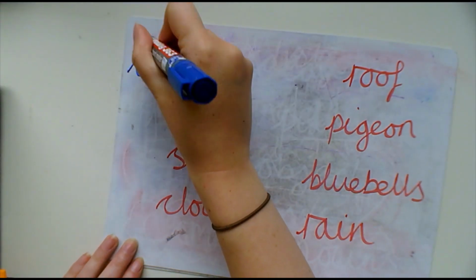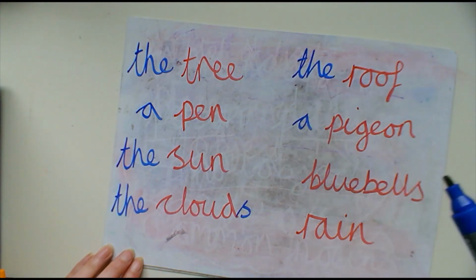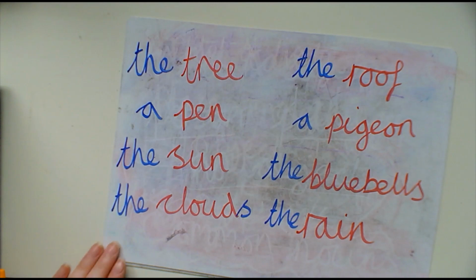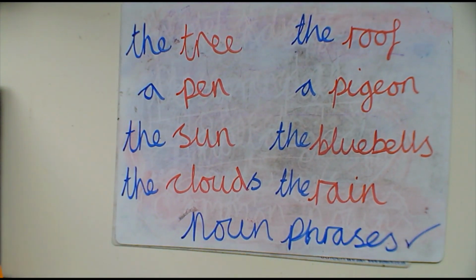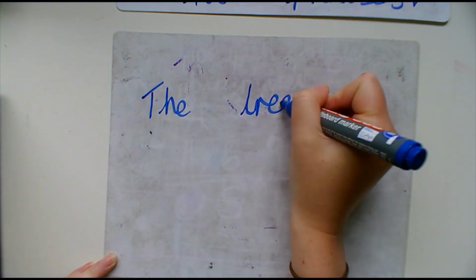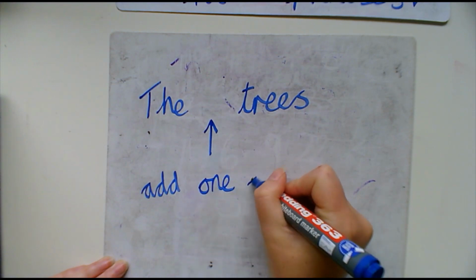When you've written those, you need to add a determiner. So that's a word like the, an, or even a number like 1, 2. These are simple noun phrases, and you can use them to make a sentence. The tree. Now to expand it, we need to add some adjectives.